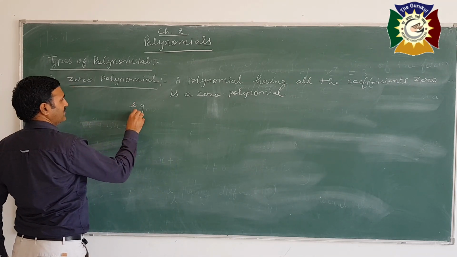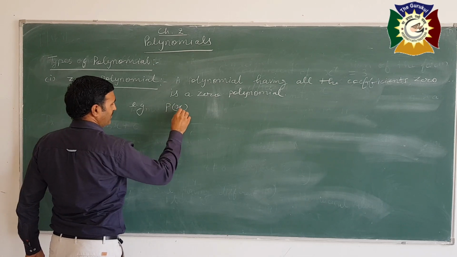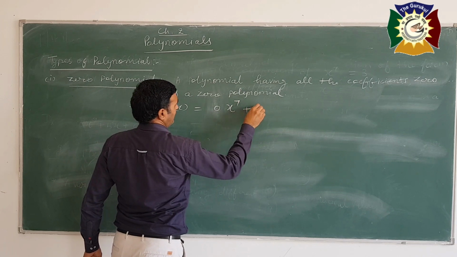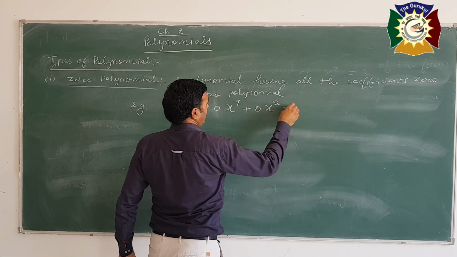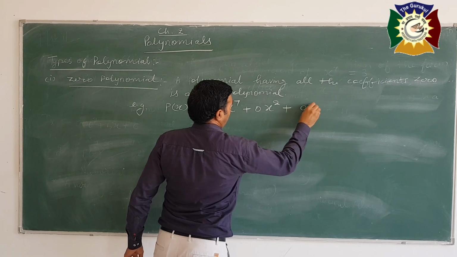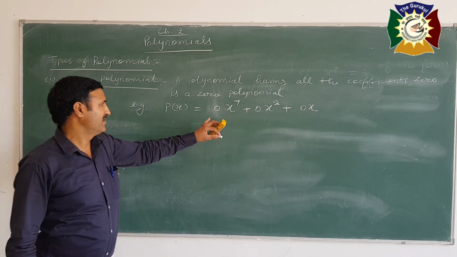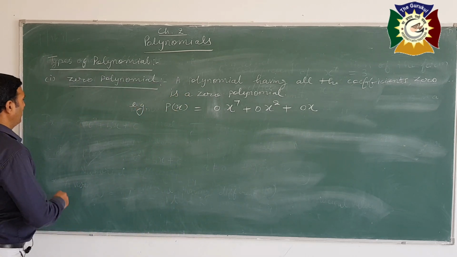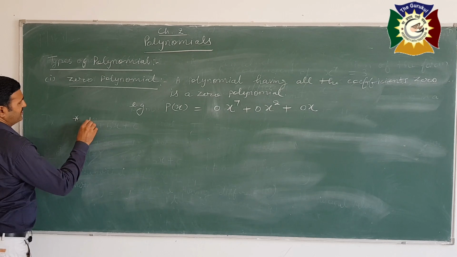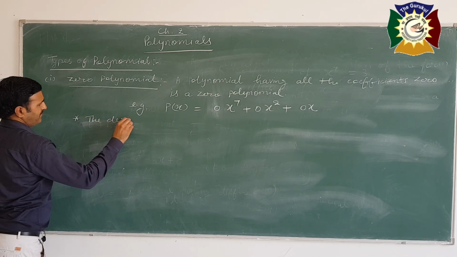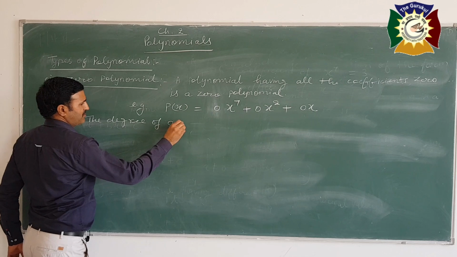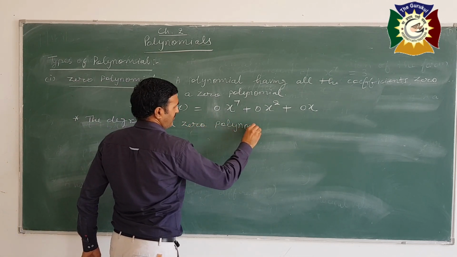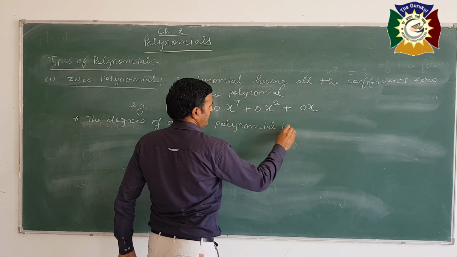Example for this, polynomial in x, in this the coefficients of all the terms are zero. So this is a zero polynomial. One important point for this, the degree of a zero polynomial is not defined.